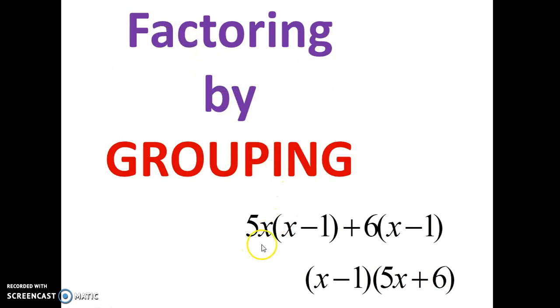Factoring by grouping relies on your mastery of this skill. Remember these? We have a GCF of x minus 1. If you factor that out, it becomes this, right? The x minus 1 comes out, and then we have 5x plus 6. You're going to use that. It's a key step in factoring by grouping.